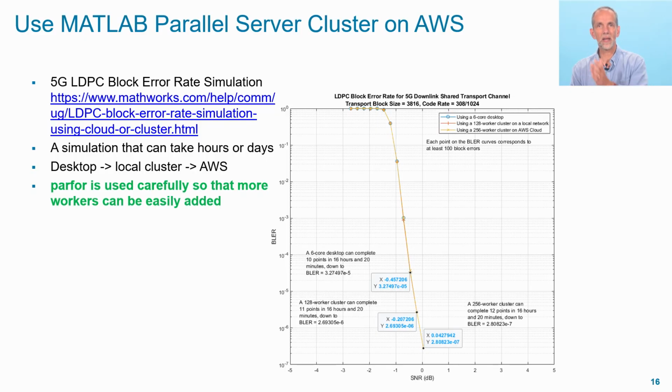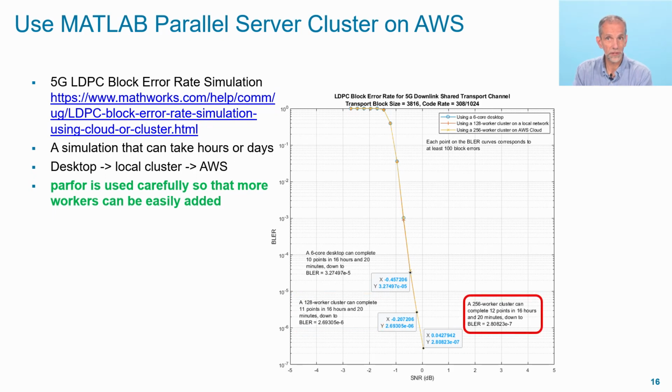Maybe you leave work at 5, you get back in at 9, you've got 16 hours to fire off a simulation overnight. Well, I'm going to give you the bottom line first. With a single CPU, you are getting a block error rate down to something on the order of 1e to the minus 5. If you have a 128 worker cluster on AWS, you can get another order of magnitude lower in block error rate in that same amount of time, so on the order of 1e minus 6.